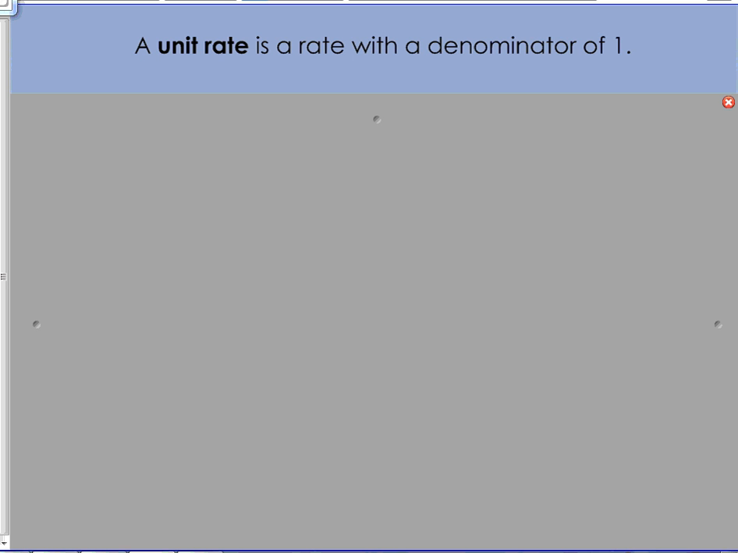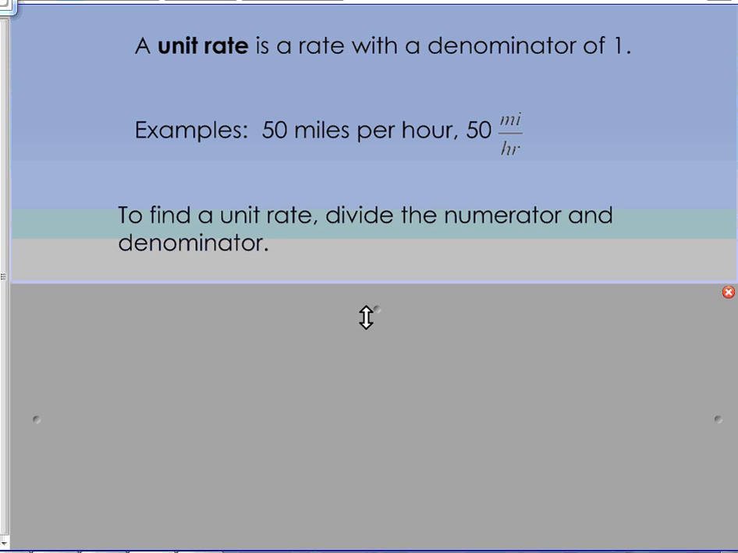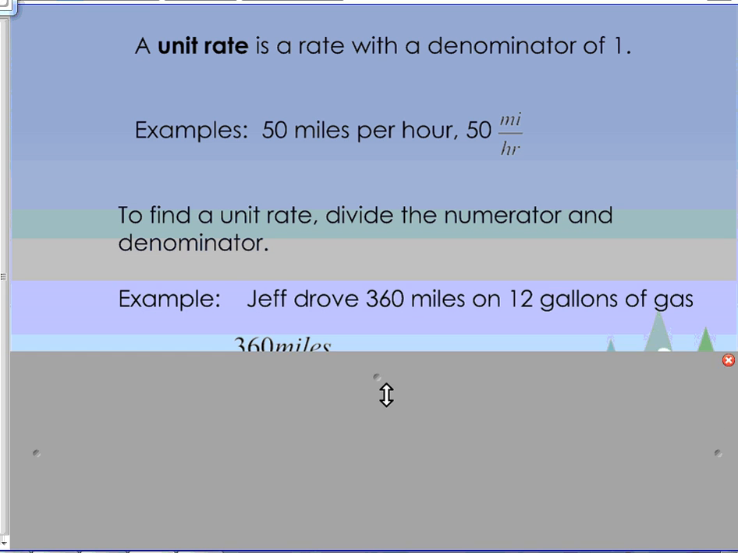All right. So, what we're going to talk about first is what a unit rate is. A unit rate is a rate with a denominator of 1. So an example would be 50 miles per hour. You could also write it as 50 miles per 1 hour. So that would have a denominator of 1. So for every 1 hour, we're traveling 50 miles. All right. So to find a unit rate, you divide the numerator and the denominator.